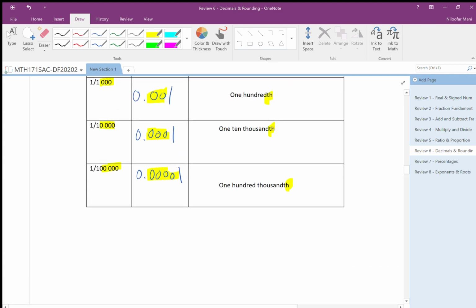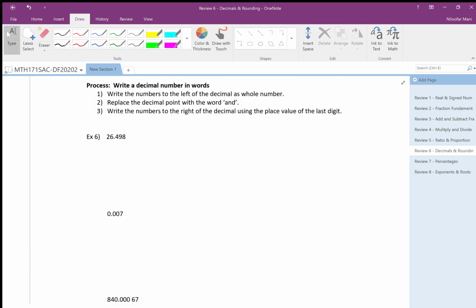Now we want to know how to write decimal numbers in words. Write the number to the left of the decimal as a whole number. Okay? Replace the decimal with "and". Okay? Write the number after the decimal just with the place value of the last digit. Okay? So I show you what I mean.